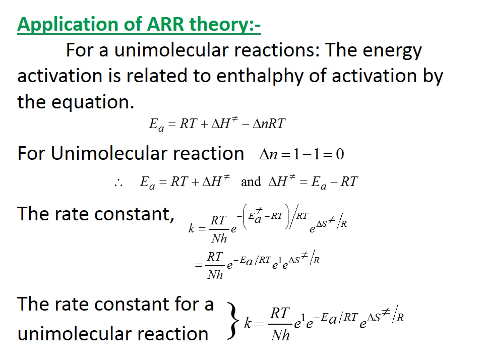If it is a unimolecular reaction, then you will have a term e power 1. Similarly, you can expect if it is a bimolecular reaction, it may be e power 2. Now we are going to apply the Eyring theory to bimolecular reactions.